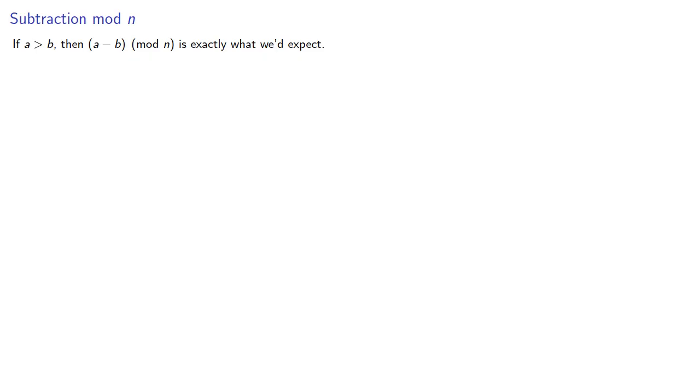What about subtraction mod n? If a is greater than b, then a minus b mod n is exactly what we'd expect. And if a is congruent to r1 and b is congruent to r2, then a minus b is congruent to r1 minus r2. Or is it?